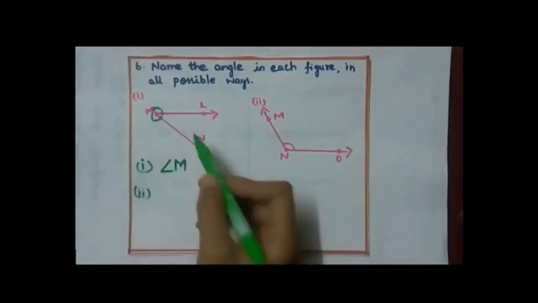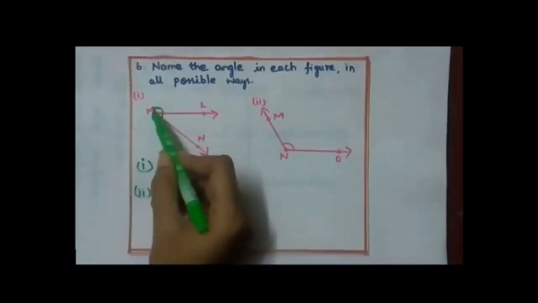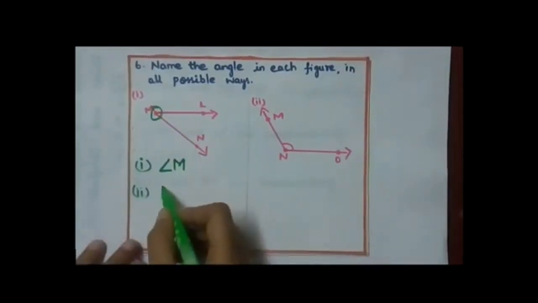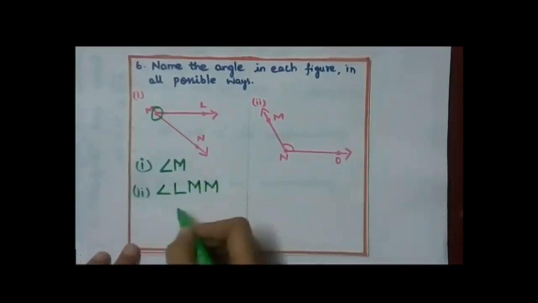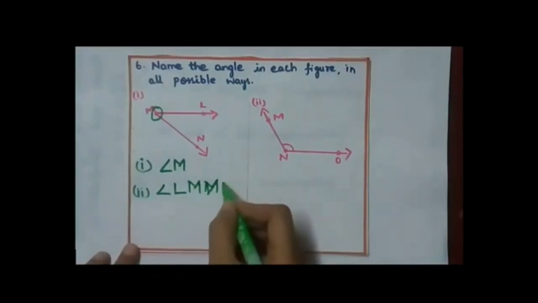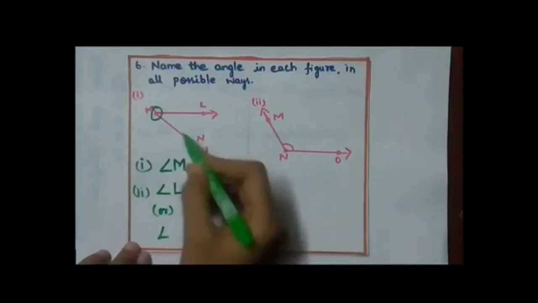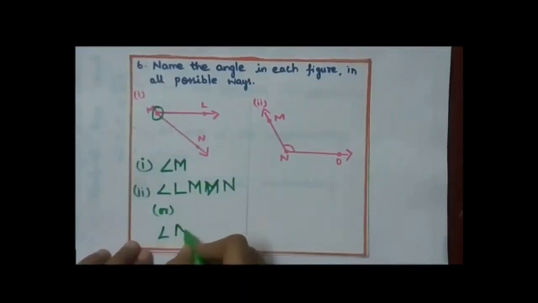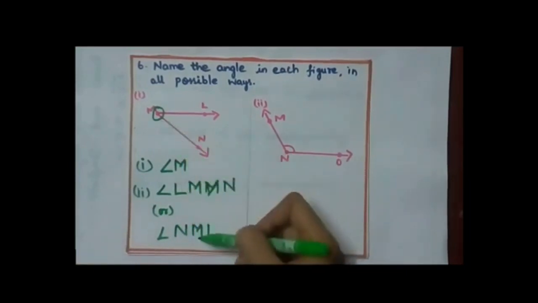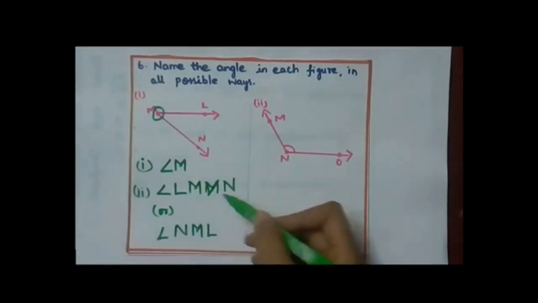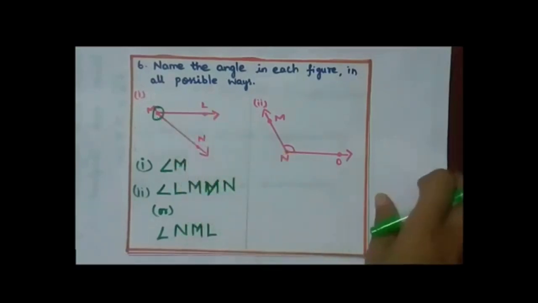Next way, you can name them using the sides. So either L, M, N. So angle L, M, N or angle N, M, L. N, M, L. The vertex must be in the middle. So I am writing L, M, N or N, M, L. Do the next one.